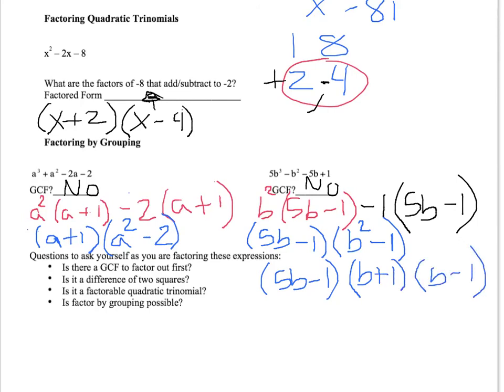And you'll get used to seeing these in the future and being able to figure out if you can go any further. For tomorrow, the questions you are going to ask yourself are going to be these. You're going to first look for a GCF. Then you're going to see, is it a difference of 2 perfect squares? Is it a trinomial that you can factor? Or are you going to have to use factor by grouping? And the rest we are going to do tomorrow.